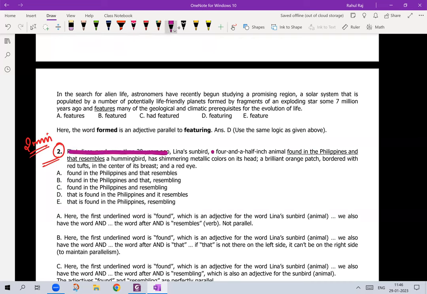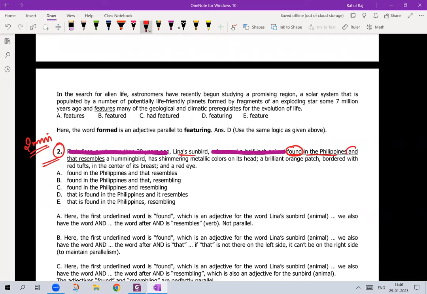And this also you remove it. This is also crap. Now see here. Lina Sunbird found in Philippines. So remember the example, the coin. The man found the coin. Found is a verb. The coin found in the museum was beautiful. Found is an adjective over there. Simple logic. So here found is an adjective. So Lina Sunbird found in Philippines and resembles like a hummingbird.